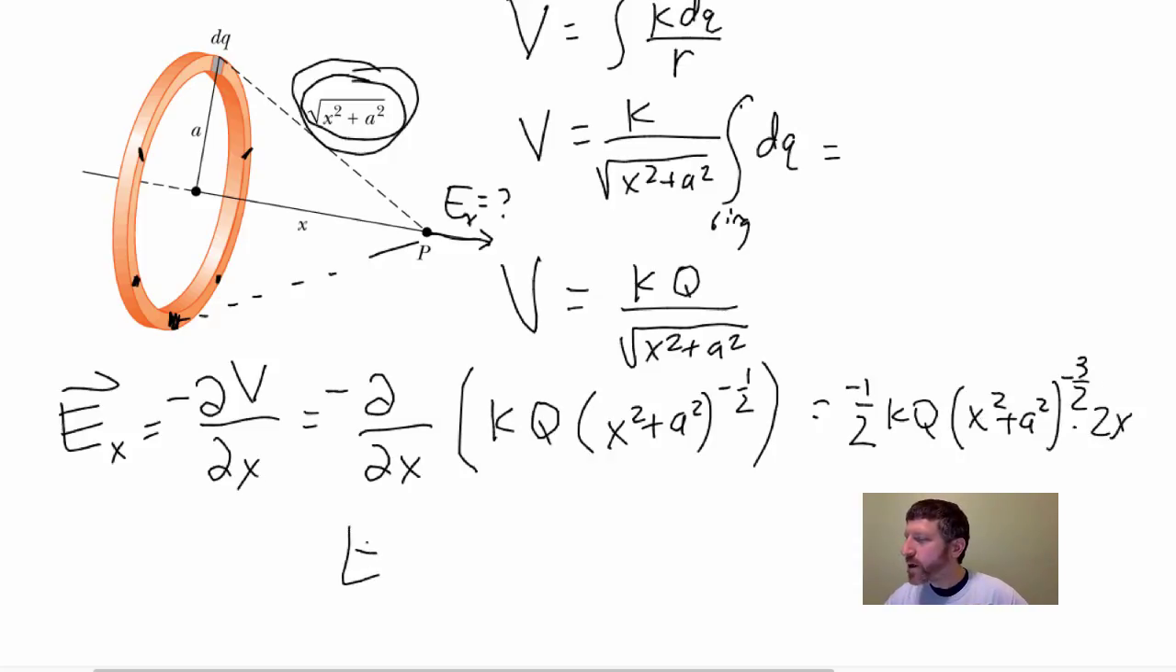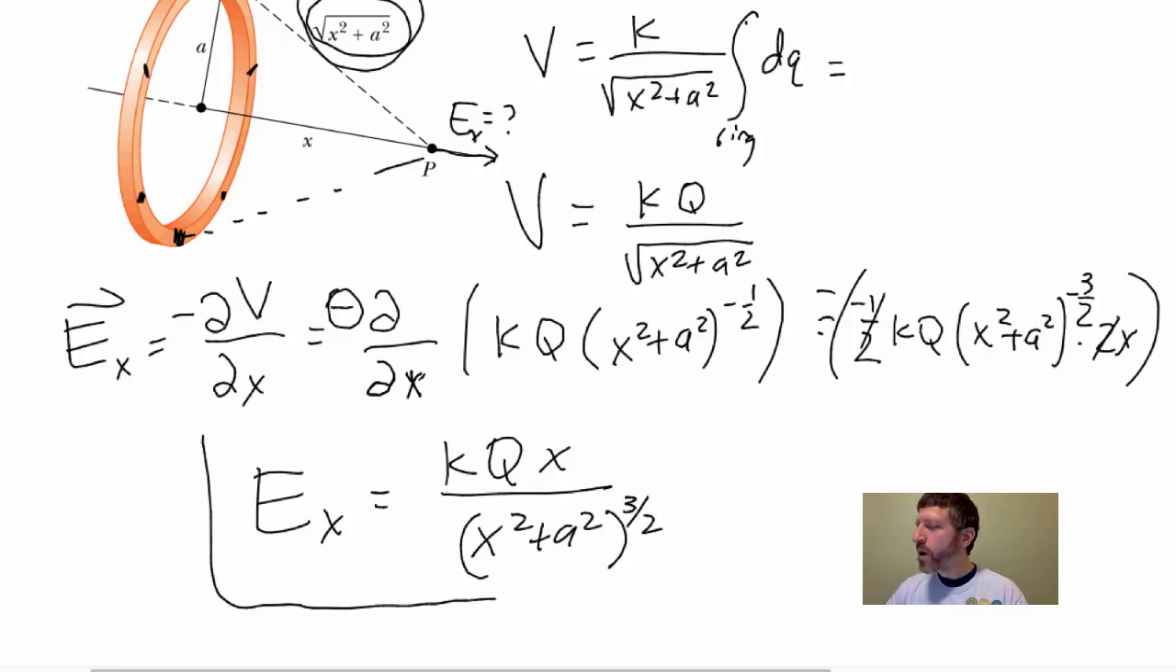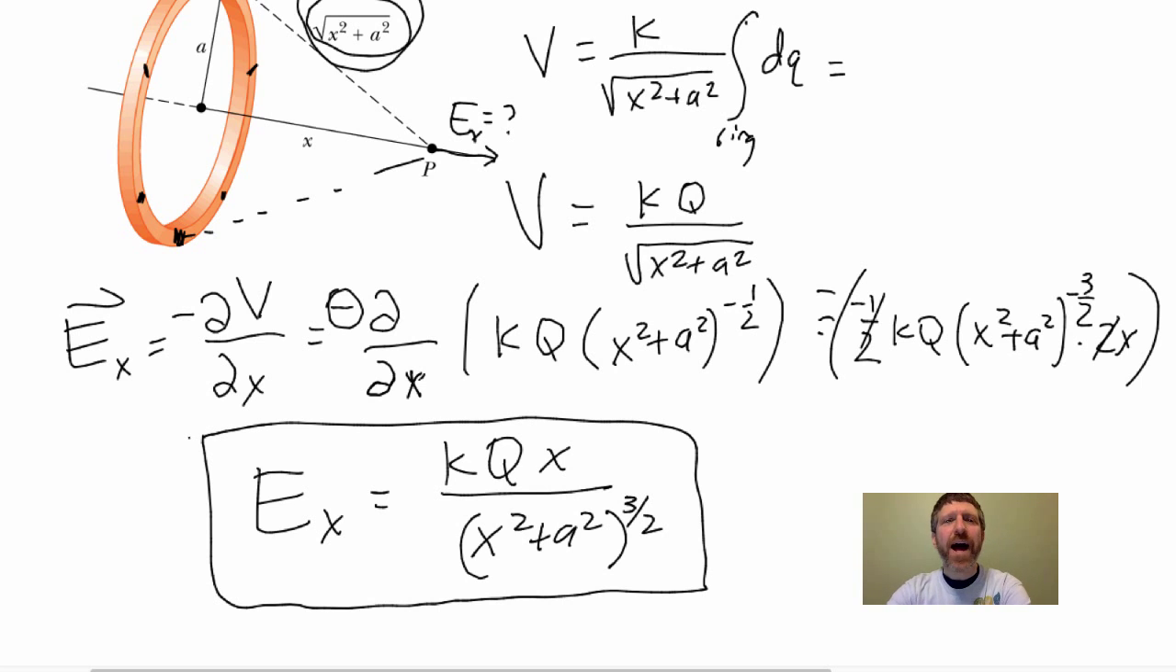Notice how easy this was compared to all that vector stuff. We just simply have the 1/2 cancel that. And we can't forget our negative. I warned you not to forget the negative, and I forgot it too. It's a negative, that whole thing. So we get kqx over x squared plus a squared all to the 3/2. That is exactly what we got before, but it took so much less time. We didn't have to deal with any vectors. It's a lot easier that way.